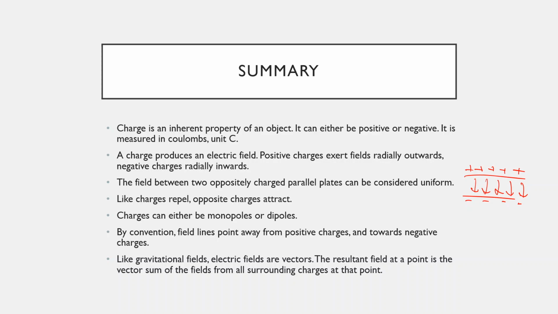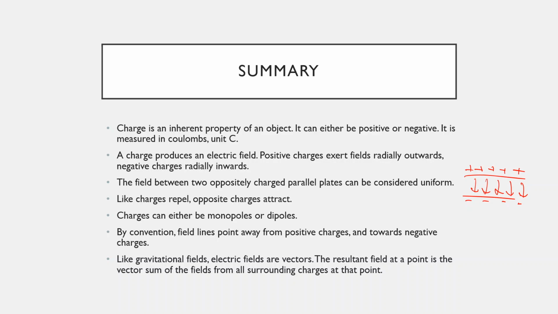Like charges repel, so positive repels positive, negative repels negative, and opposite charges attract. Positive attracts negative. Charges can either be monopoles or dipoles. So remember, monopoles are basically just single positive or negative charges, and dipoles are when you have a positive charge next to a negative charge, and they sort of couple together. And just by convention, field lines point away from positive charges and towards negative charges.